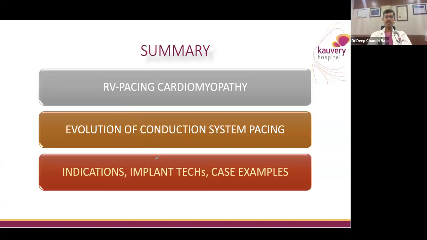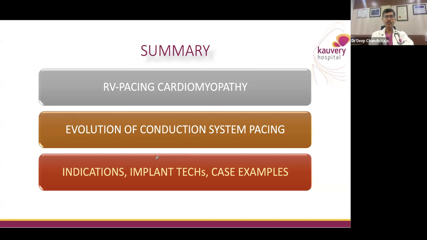So yeah, the summary. We started the topic presentation today highlighting what RV pacing cardiomyopathy is, the incidence of which is not less, still 10 to 15% in the interval follow-up of 1 to 5 years. What are the indications? Henceforth, how did left bundle branch pacing evolve? It started with His bundle pacing, and then we moved on to left bundle branch pacing. That's how conduction system pacing came about. And now we are also looking at Bachmann bundle pacing for the atrial pacing leads.